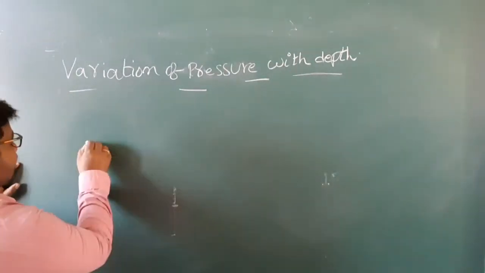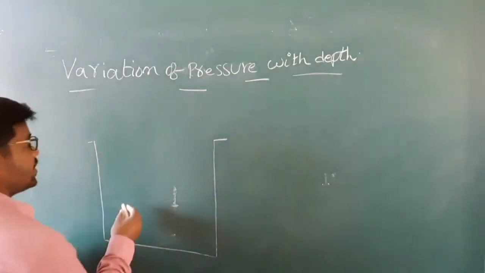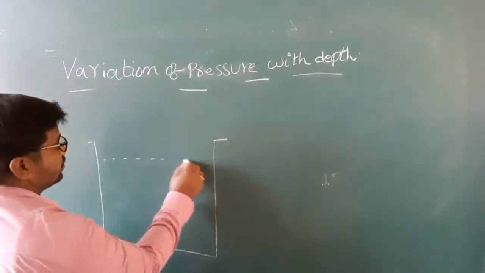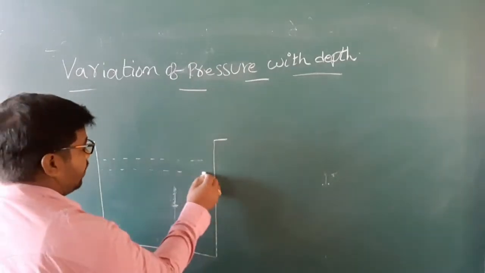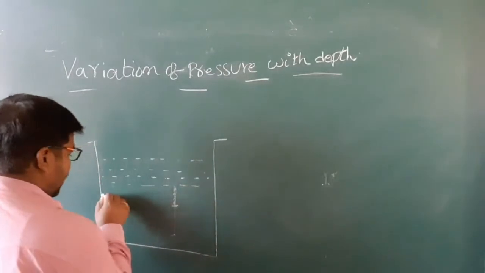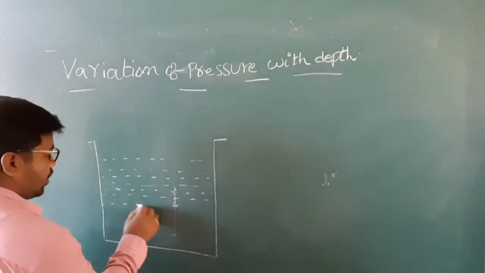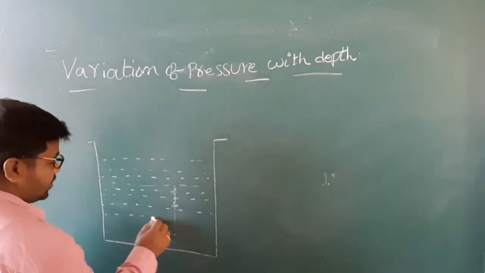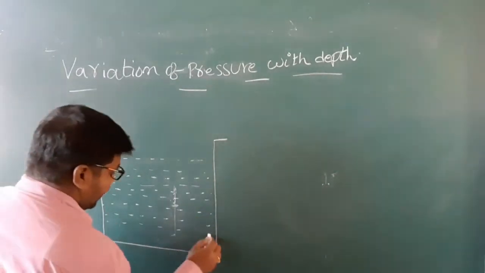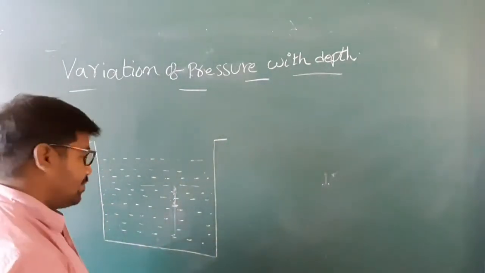So consider a vessel. In this vessel we have to take some fluid. Fluids means water or any gas. For this purpose we take water. Water is available free of cost. Understand? Now we can consider one cylinder, one object.